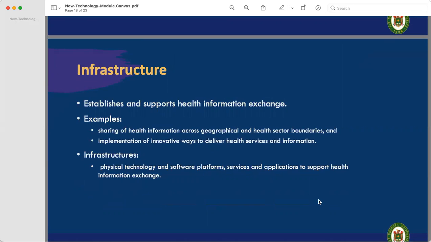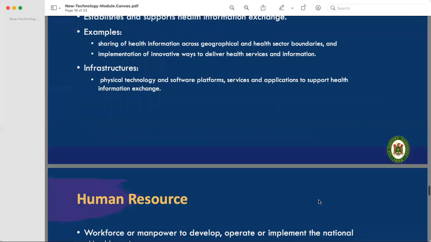Infrastructure also involves physical technology and software platforms, services and applications to support health information exchange. Okay. So developing software platforms and also applications would be a great help, a very good infrastructure to support e-health and eventually to help us realize our e-health vision.